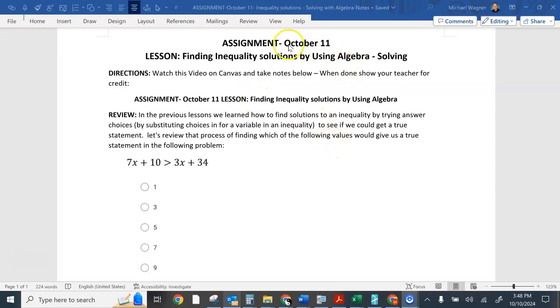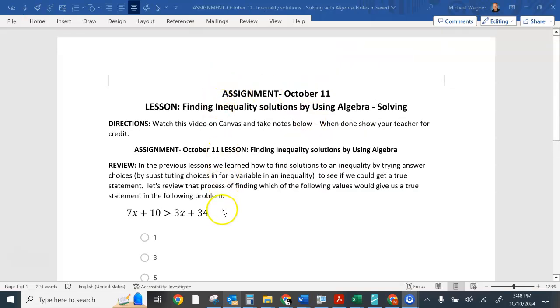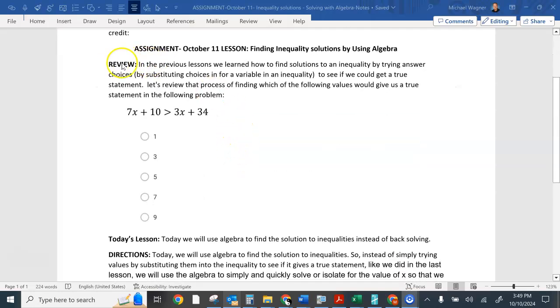Okay, so if you open this video, please make sure that you've taken this document right here and translate it into your language if you need to do that. But I will give you a summary. What we did before, what we're going to review right now, is how to find which of these values are solutions, which give us a true statement.